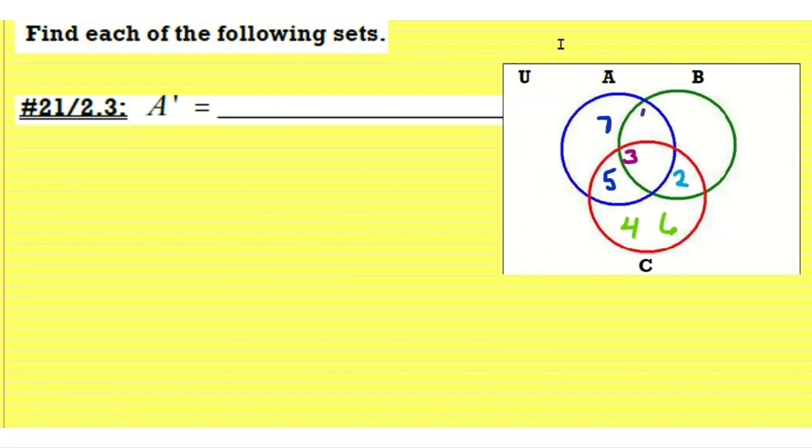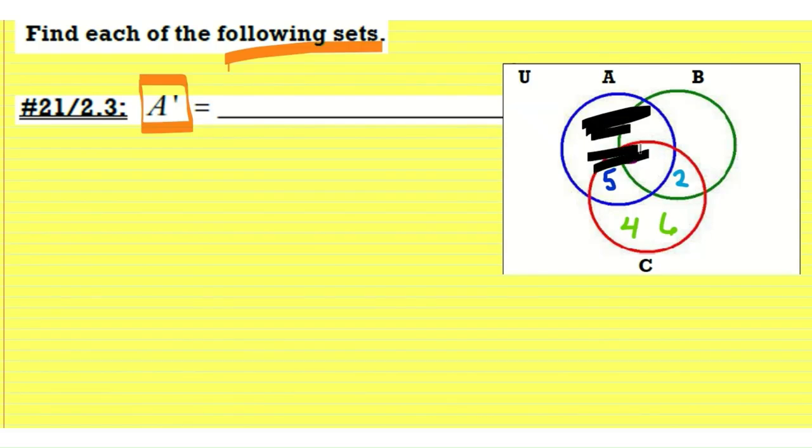Okay, now that we have our Venn diagram set up properly, we are now going to find each of the following sets. The first set that they want us to find is A prime, which is the same thing as saying not A. If they do not want us to consider A, that means everything in the A circle will be completely ignored, and our set will include everything outside of A. So our set is going to be the set of 2, 4, and 6.